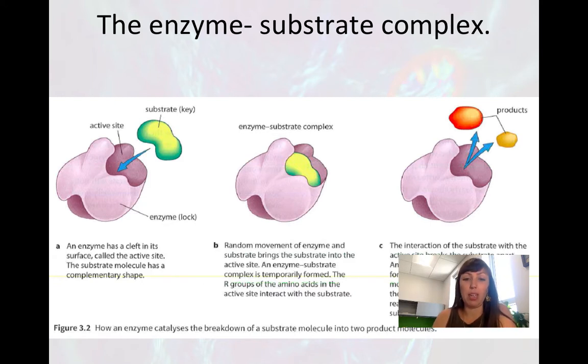The R groups of the amino acids in the active site interact with the substrate, and it's the interaction of the substrate with the active site which breaks the substrate apart. So an enzyme-product complex is briefly formed, okay, before the two product molecules leave the active site, leaving the enzyme molecule unchanged and ready to bind with another substrate molecule.